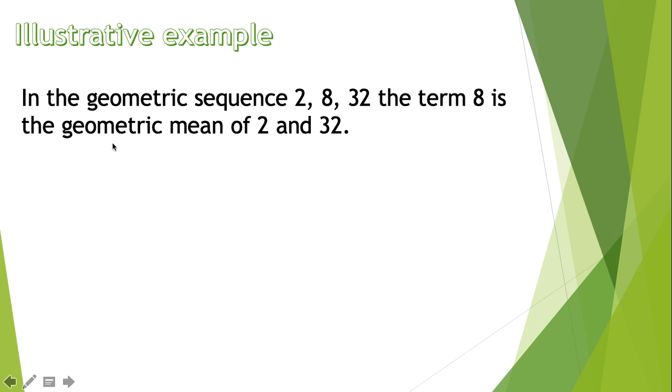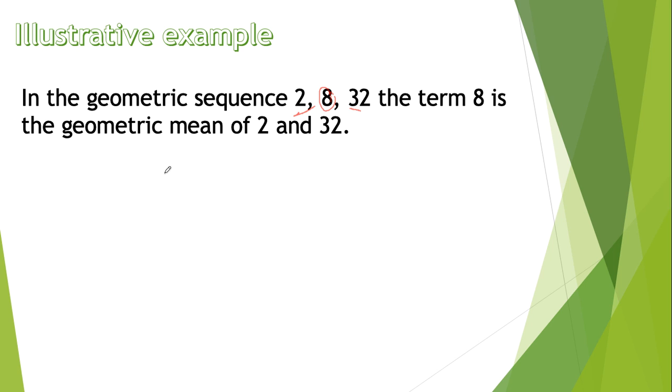Let's have this example. In the geometric sequence 2, 8, and 32, the term 8 is the geometric mean of 2 and 32. Because, by taking the definition of a geometric mean, these are the terms between two given terms, and since 8 is in between 2 and 32, therefore 8 is the geometric mean.